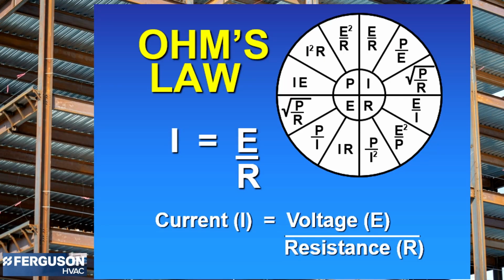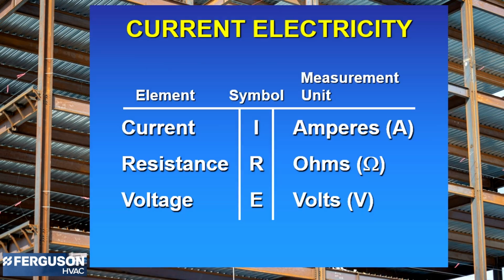If you have taken any kind of test recently on electrical components, or you took the NATE test recently, you probably saw this wheel that lists all the equations that can be derived from Ohm's law. In this video, we're going to use some examples to show how this works when troubleshooting an electrical circuit.